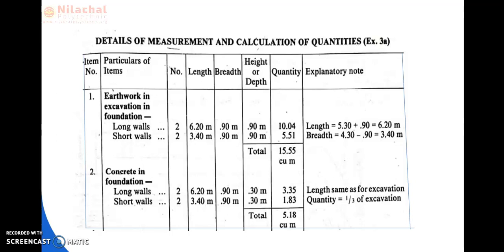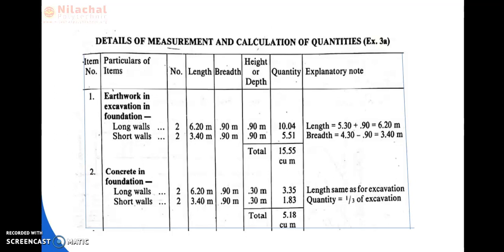The length of the long wall formula is what? The center to center distance plus breadth. Which breadth do we consider? For excavation, we consider the excavation breadth. For cement concrete, we consider the cement concrete breadth. And for first class footing, we consider the first footing breadth. In the base part, we consider the base breadth to calculate.